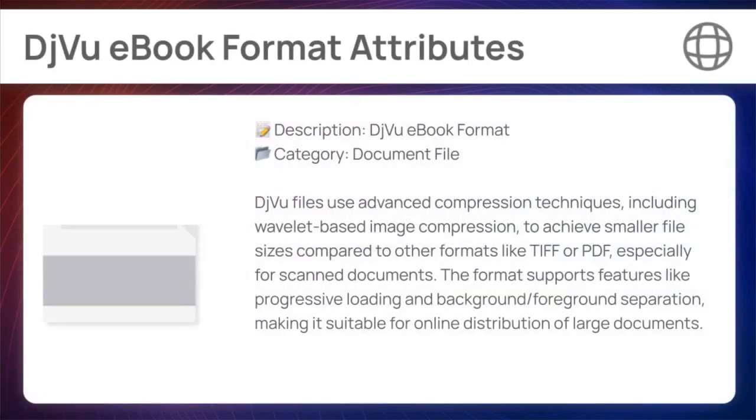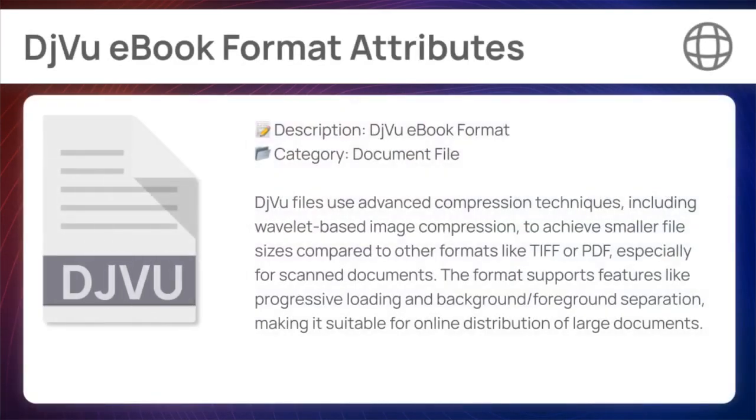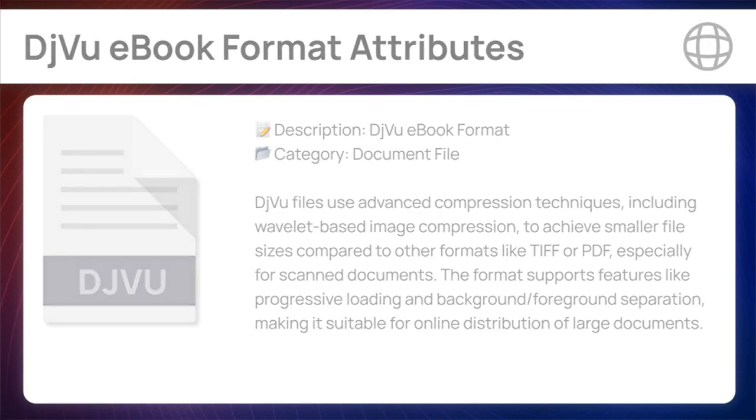DJVU files use advanced compression techniques, including wavelet-based image compression, to achieve smaller file sizes compared to other formats like TIFF or PDF, especially for scanned documents. The format supports features like progressive loading and background-foreground separation, making it suitable for online distribution of large documents.